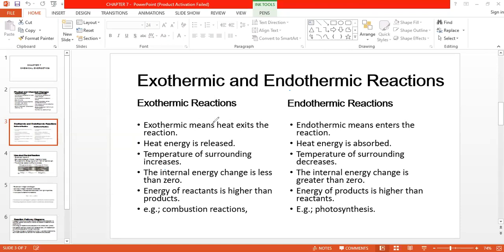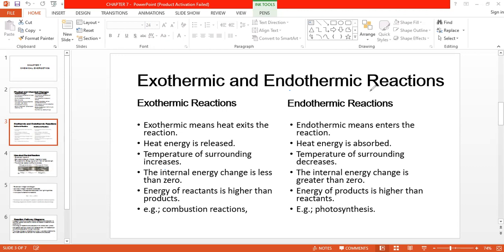So let's study. Exothermic means heat exits the reaction. An exothermic reaction is such a reaction in which, as a result of the reaction, heat is produced or released, while endothermic means heat enters the reaction, or heat is absorbed. So whenever, as a result of a reaction, there is a production of heat, it will be an exothermic reaction, and if there is an absorption of heat, then it will be an endothermic reaction.